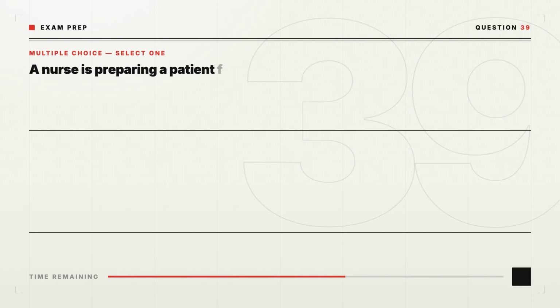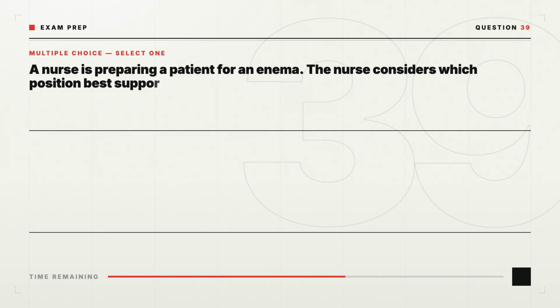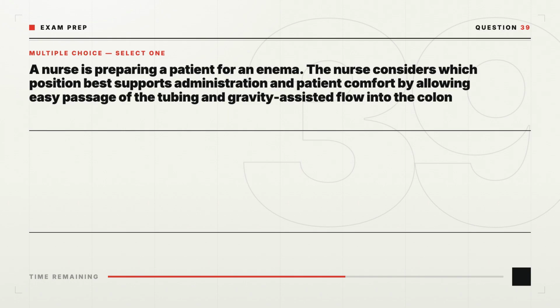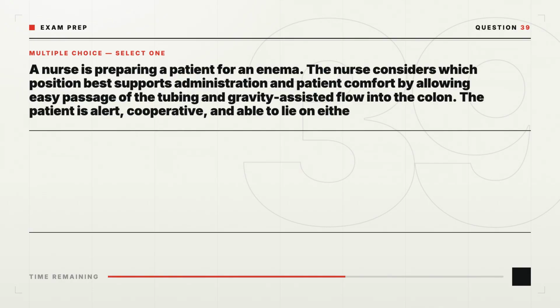Question 39. A nurse is preparing a patient for an enema. The nurse considers which position best supports administration and patient comfort by allowing easy passage of the tubing and gravity-assisted flow into the colon. The patient is alert, cooperative, and able to lie on either side throughout.